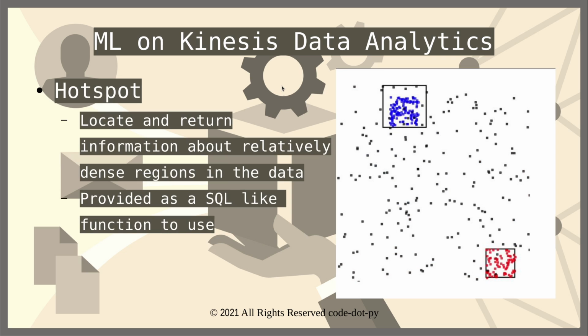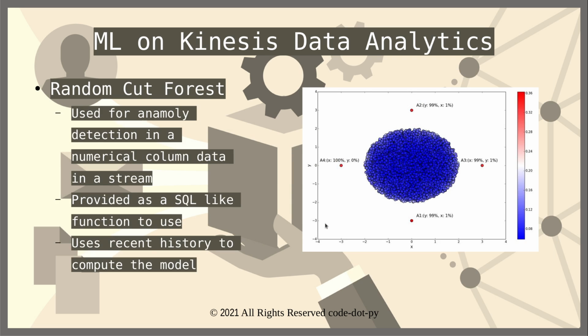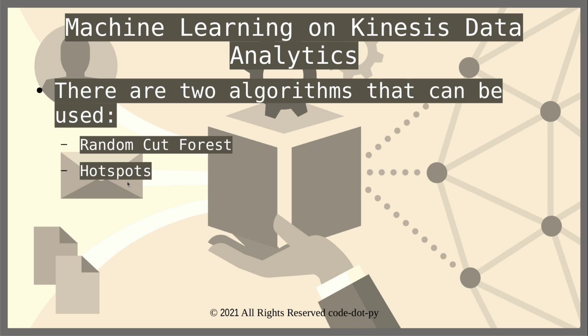Then Hotspots is another kind of model, which locates and returns information about relatively dense regions in the data. So given a distribution of data, it identifies areas which are densely populated or which have the highest frequency or highest mode value of the data. This also is provided as a SQL-like function, which we can directly use with Kinesis Data Analytics. So from a machine learning perspective, we need to keep in mind that these two machine learning models are readily available with the service.